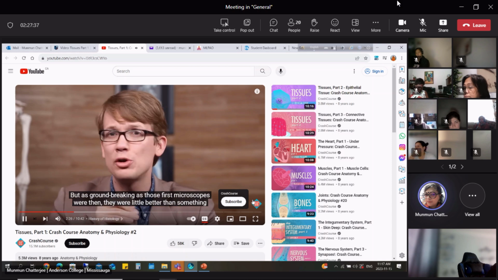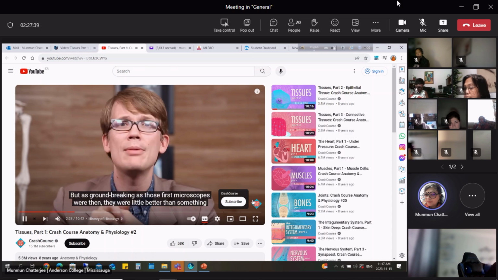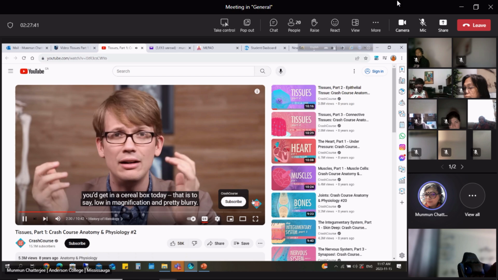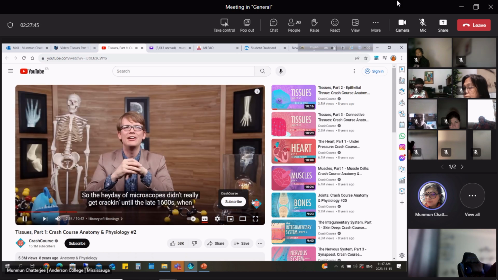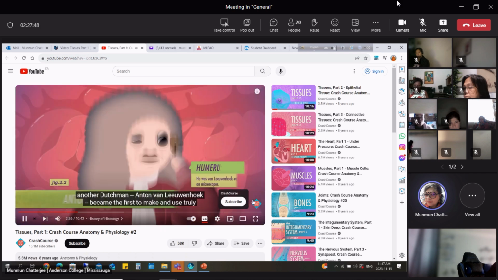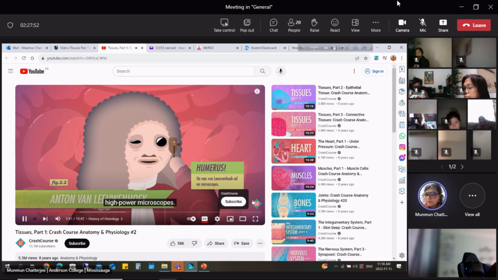But as groundbreaking as those microscopes were then, they were a little better than something you might find in a cereal box today. That is to say, low in magnification and pretty blurry. So the heyday of microscopes didn't really get cracking until the late 1600s, when another Dutchman, Anton van Leeuwenhoek, became the first to make and use truly high-power microscopes.